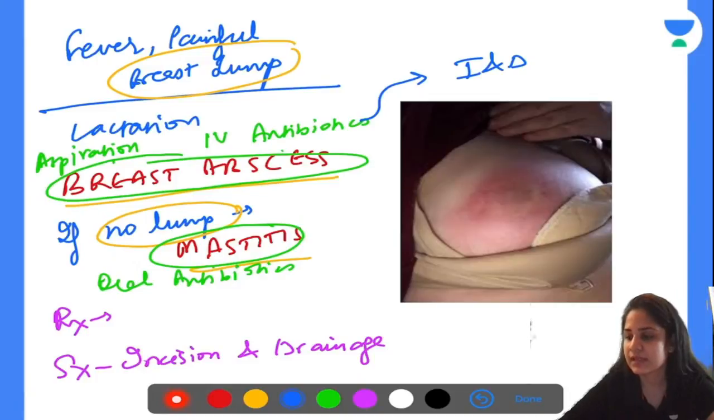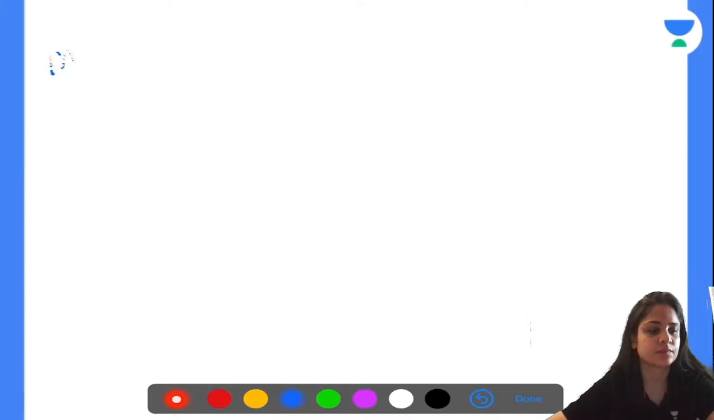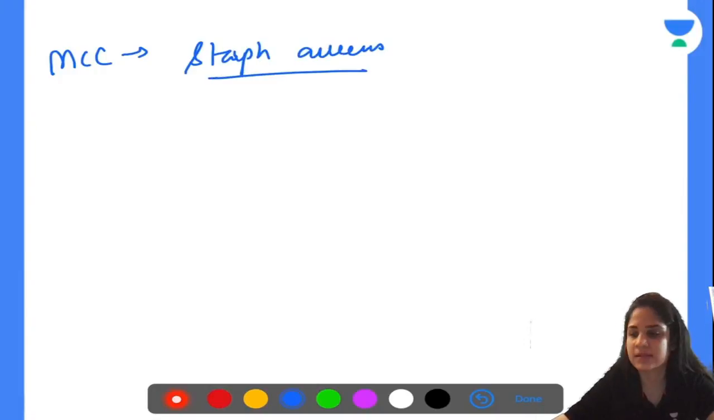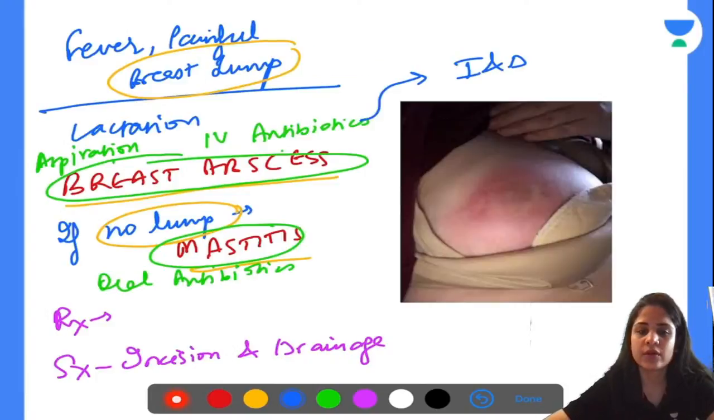Now next question that they ask in the exam: what is the most common cause of breast abscess or mastitis? What is the organism most commonly involved in breast abscess or mastitis? Okay, just staph is not enough. Tell me the exact organism. So it is Staph aureus. Okay, Staph aureus. All right. So these are all the questions that they ask about breast abscess and mastitis that you should be able to answer in your exam. Okay, moving on to our next question.